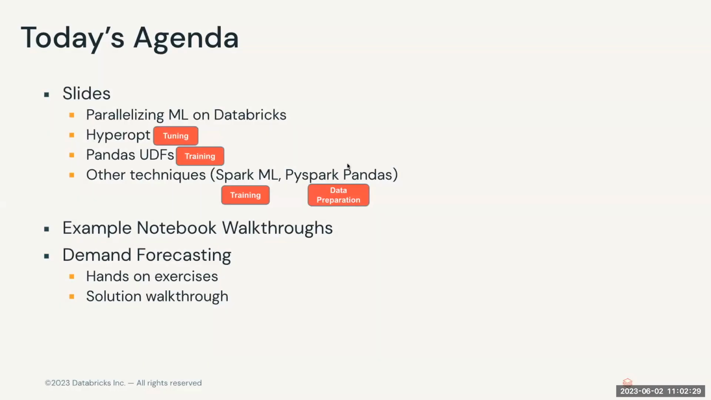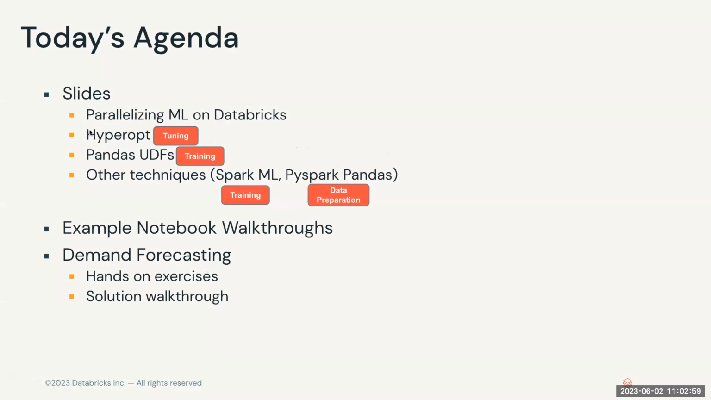So what this looks like is we'll have slides and notebook demos. This maybe is the part that will be more familiar, right? So we'll talk about what parts of the machine learning lifecycle you can parallelize on Databricks and how HyperOpt and Pandas UDFs come into play. We'll also mention Spark ML and PySpark Pandas. We won't go into detail on those, but just to make everybody aware that those exist and can parallelize other parts of the process that we won't talk about.